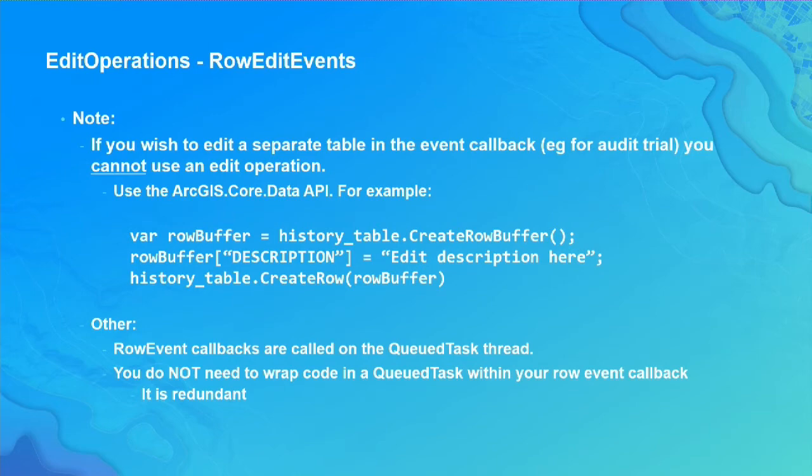I'm just creating a new row buffer to start with, creating a new row in that table. I'll show you an example of that in the demo that's coming up. In the row edit events, I don't have to create another thread, the queue task thread. It's already in it for me, so I don't have to really worry about it. If you try to create another edit operation inside a row event, it's just going to fail because you're already technically in an edit operation when the row event is called. So you can't nest edit operations. So that will actually fail.